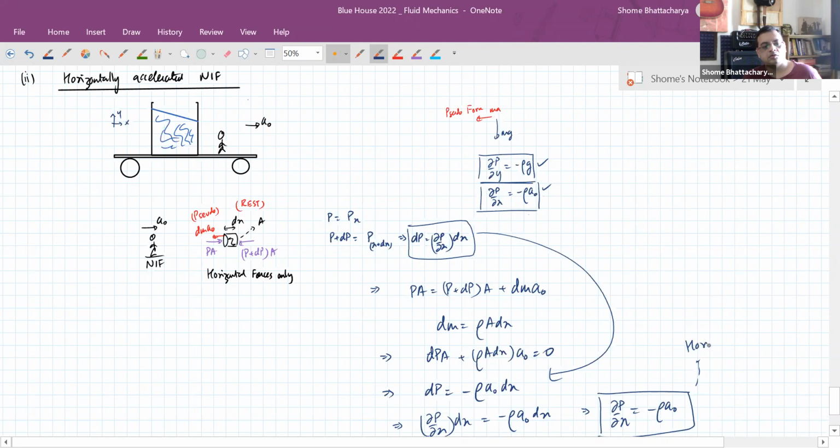So can I explain the last step? Can I explain the last horizontal pressure gradient? Yes, tell me, the last step, sir? Yeah, I just substituted this.